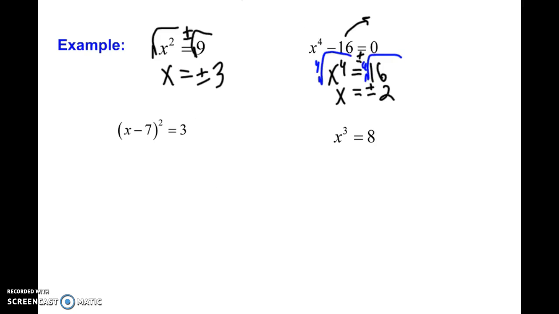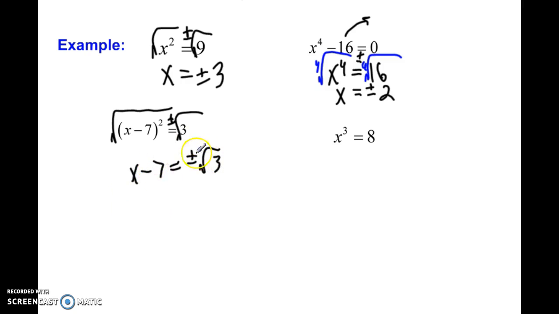So let's get another example, and you'll see problems like this in your homework. So here I can take the square root of the whole side. Now fortunately the whole side right now is being put to the power of 2. So if I take the square root of the whole side, and don't forget plus or minus on one side, that should simplify nicely on the left. I just get x minus 7 equals plus or minus the square root of 3.